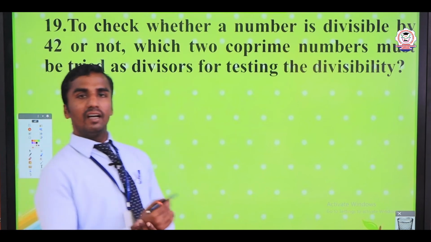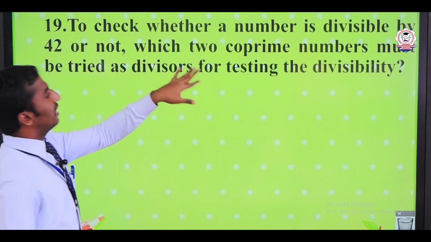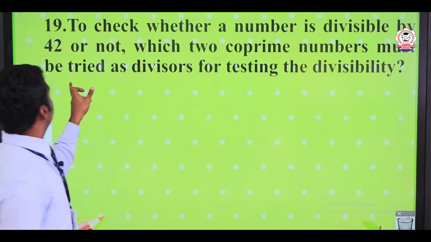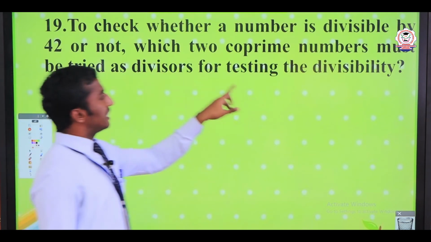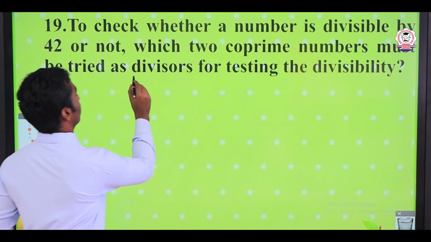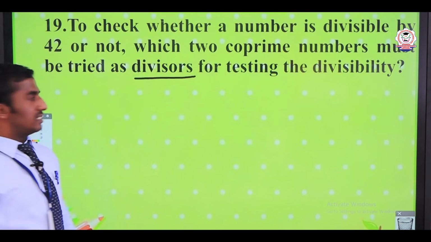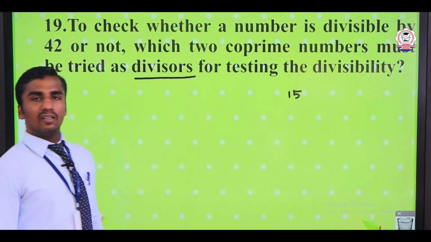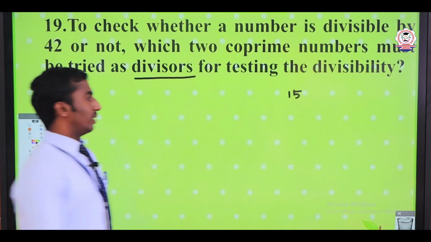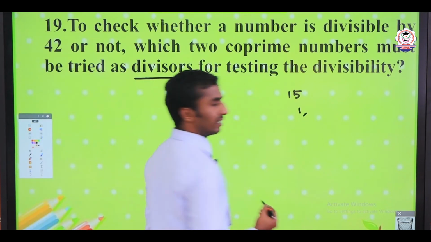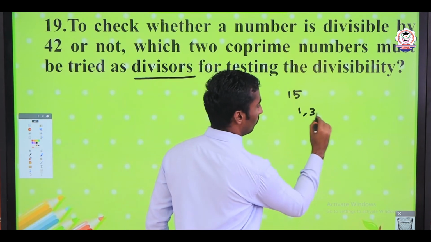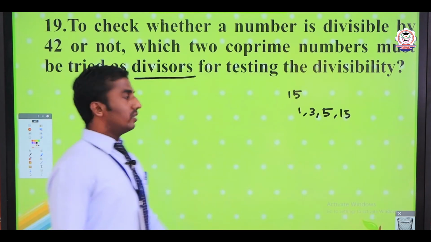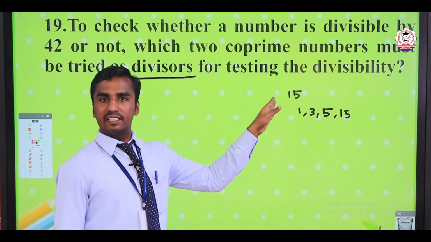So next, question number 9. To check whether a number is divisible by 42 or not, which 2 co-prime numbers must be tried as divisors for testing the divisibility? Divisors means, for example, we take 15. Find the factors of 15: 1 is a factor of 15, 3 is a factor of 15, 5 is a factor of 15, and 15 is a factor of 15. These are the divisors of 15.